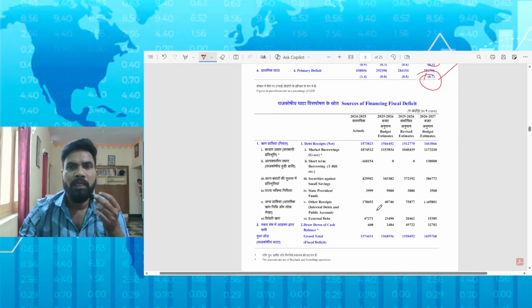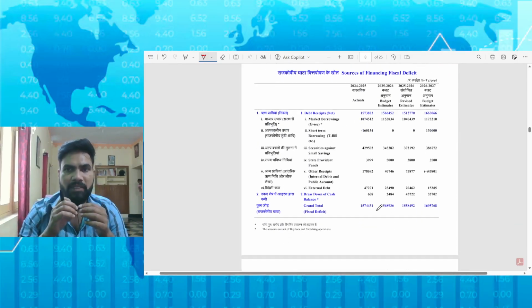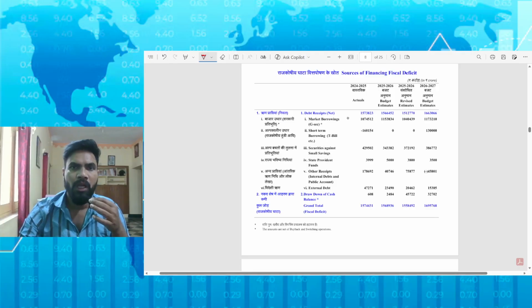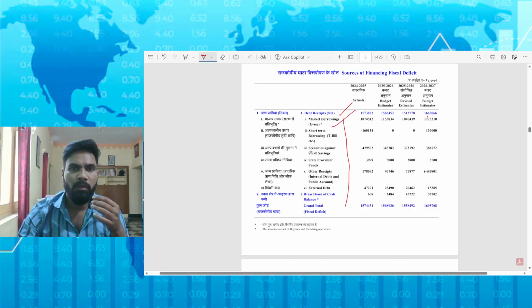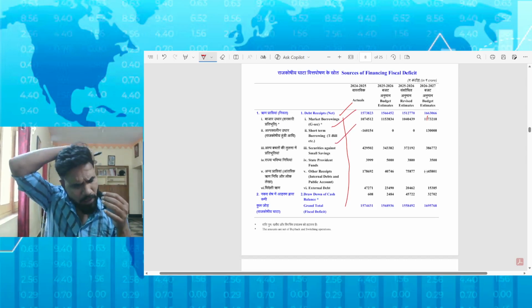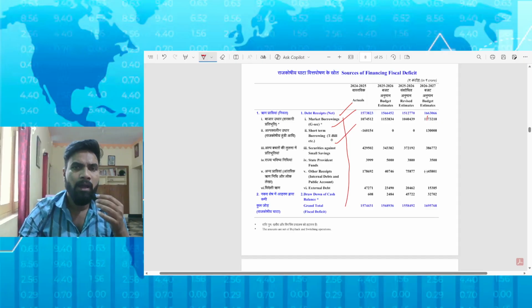Then sources of financing fiscal deficit. From where we are filling this fiscal deficit, that's what we want to see. You see, debt receipts. 16,63,000 crore rupees we are borrowing through debt. In that, various sub-components are there: market borrowings in the form of government securities, and short-term borrowings whose tenure is less than 183 days, which are generally known as treasury bills.